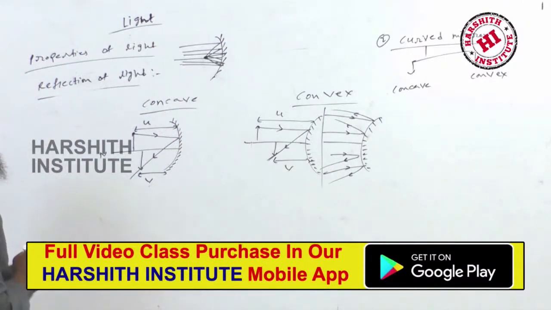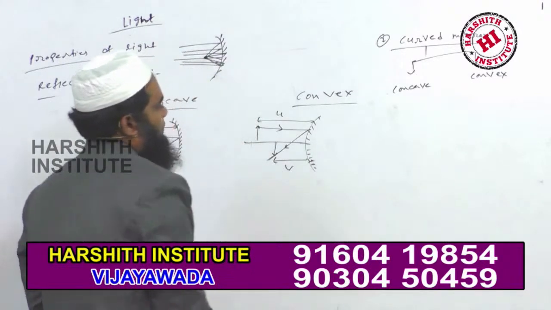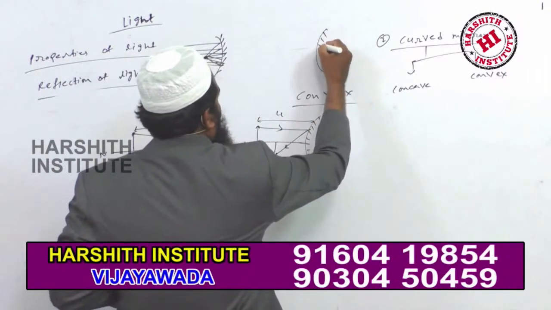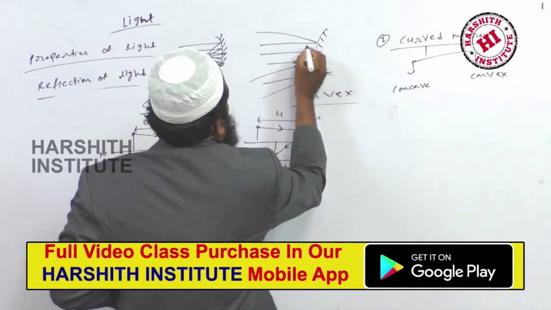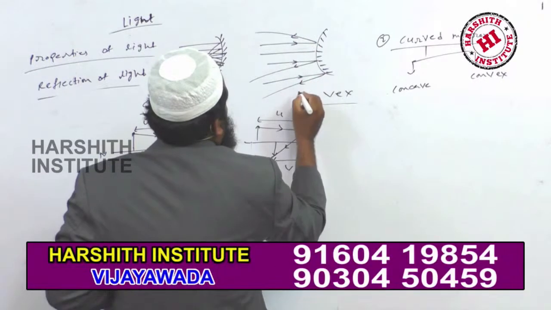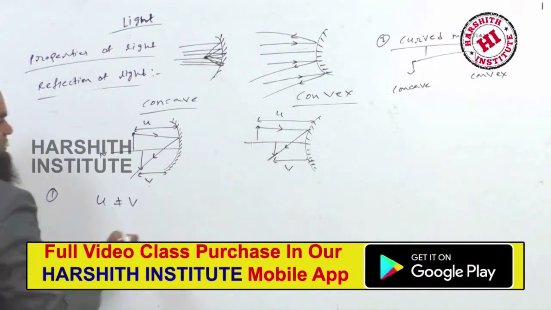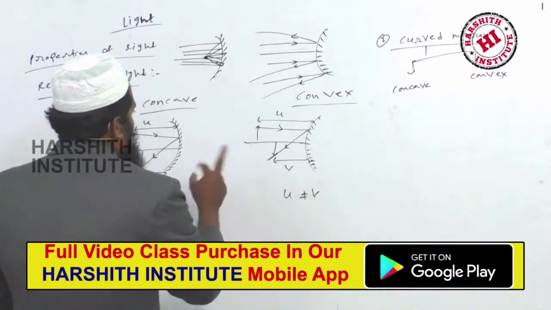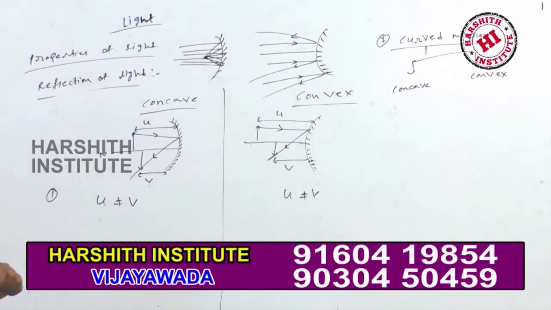Now here we can observe easily. Now we discuss some properties of concave and convex mirrors. The first condition is u is not equal to v, in the same way for both. u means the object distance, and v is called the image distance. Concave or convex, both have u not equal to v.